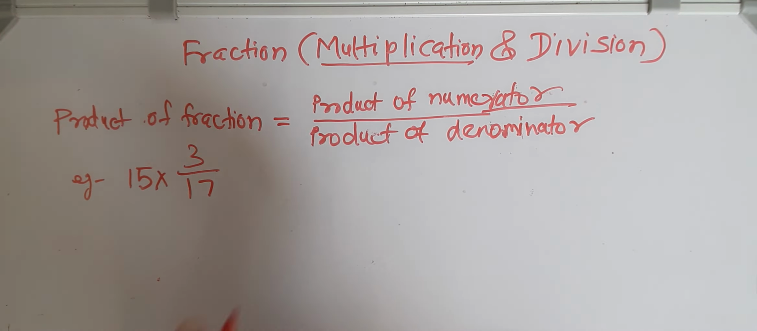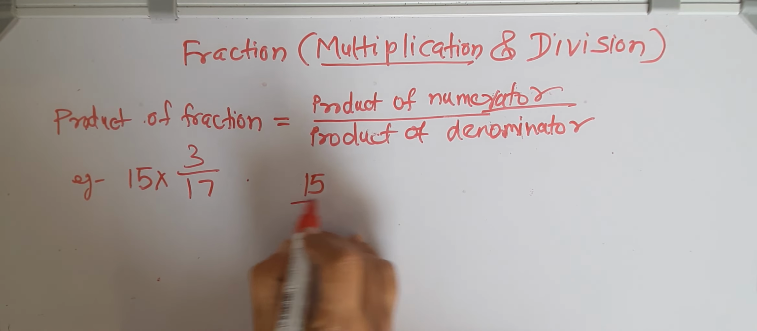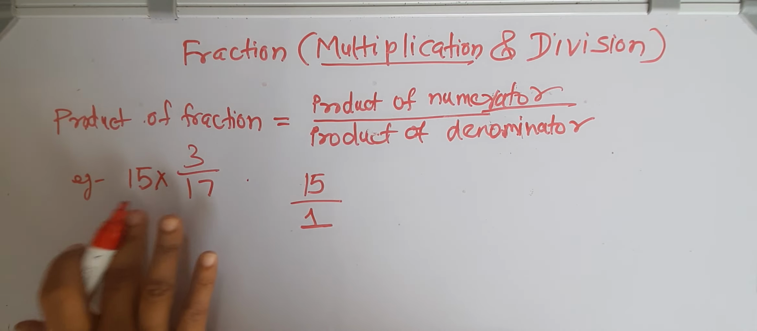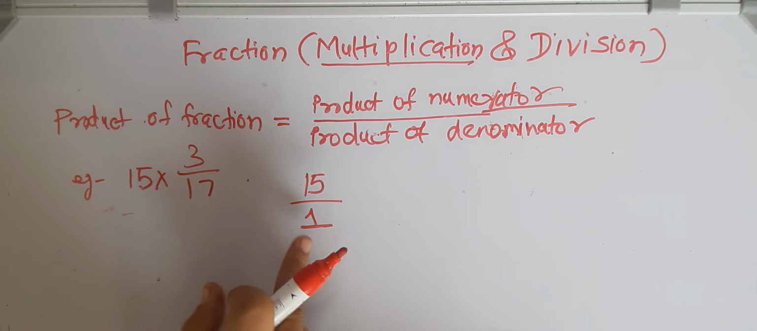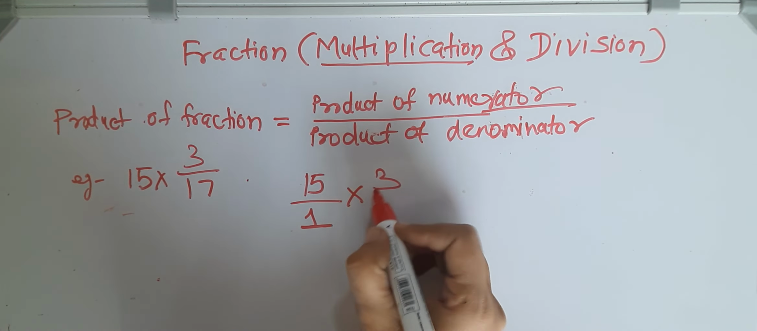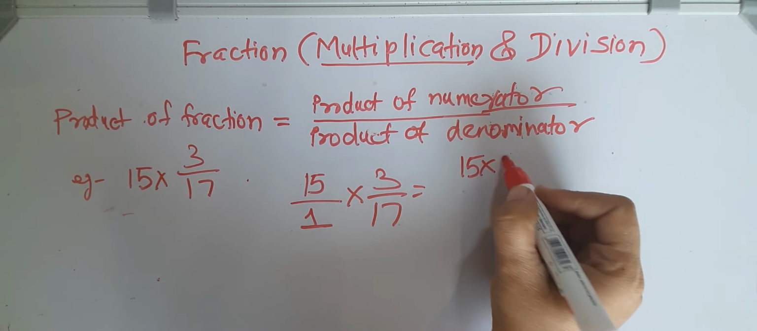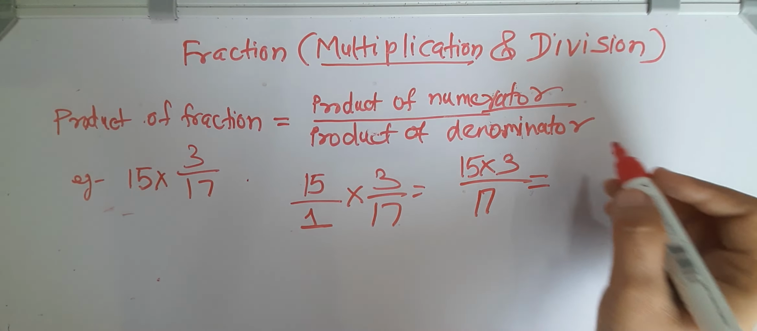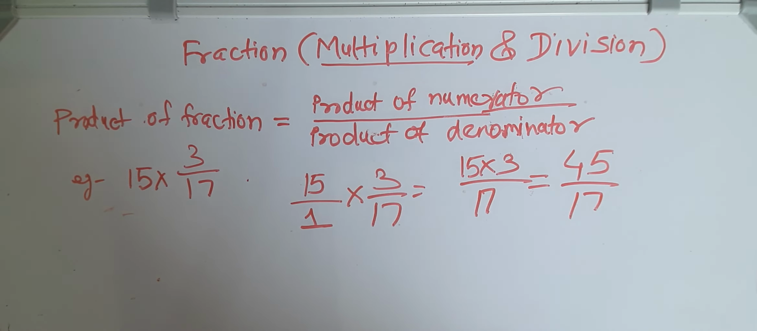What we have to do is first keep this in mind: it's just 15, a whole number. There is nothing at the denominator, which means there is 1. Always consider that for a whole number, with nothing at the denominator, there is 1. Multiply by 3 by 17. Again same formula: 15 into 3 is 45, and that gives us the answer 45 by 17. Correct?